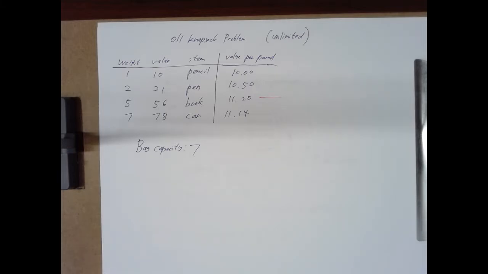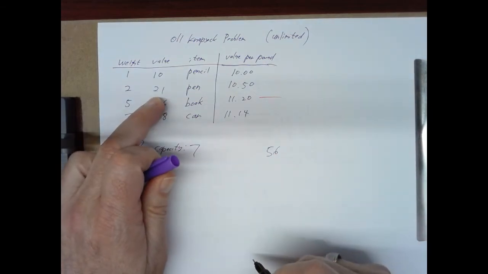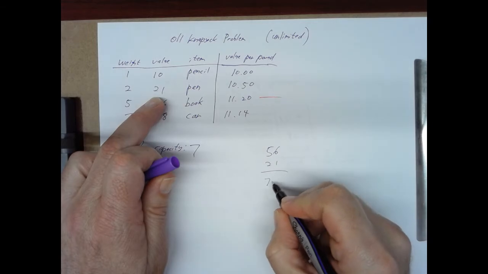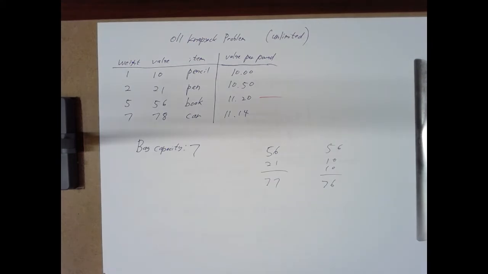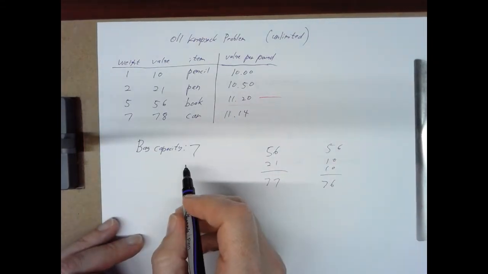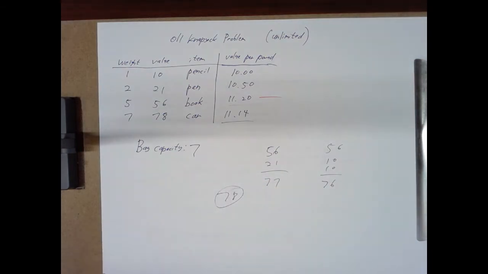But if we put a book into our bag, we get $56. We've only got 2 pounds left. We can either get $21 out of that, which gives us 77, or we could put in 2 pencils, which gives us 76. But by ignoring this most valuable item and going to one that's slightly less valuable, we can get $78 worth of stuff in our bag. So a greedy algorithm does not work for this, right? And the reason is that once you make a choice, you're cutting down potentially some of your other choices in ways that a greedy algorithm ignores.